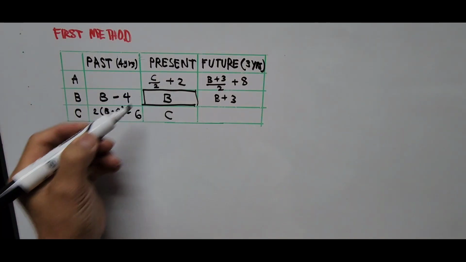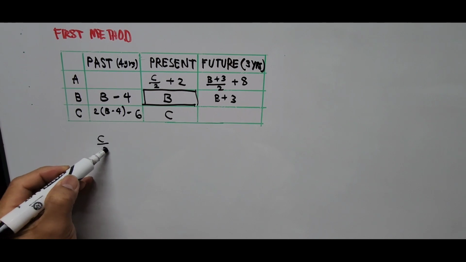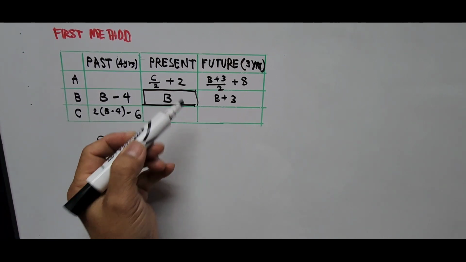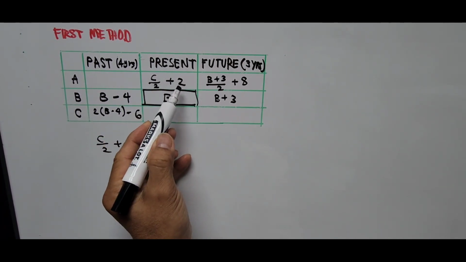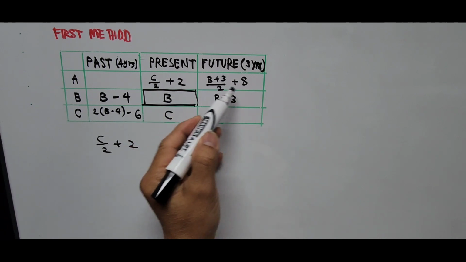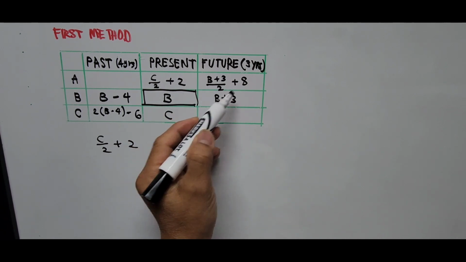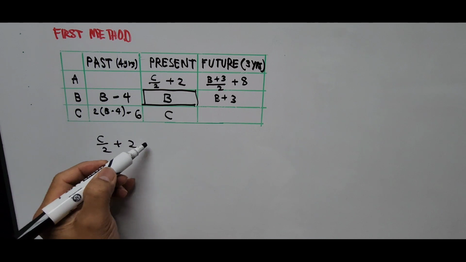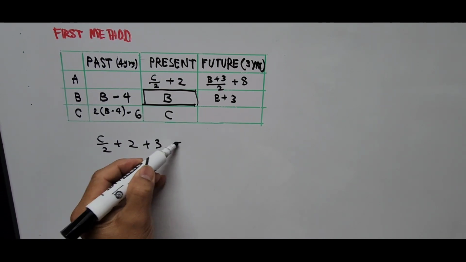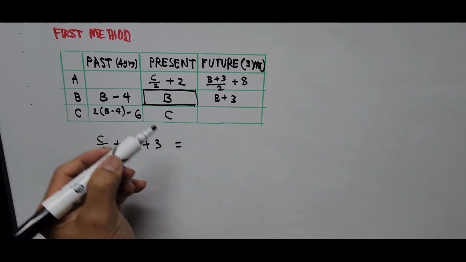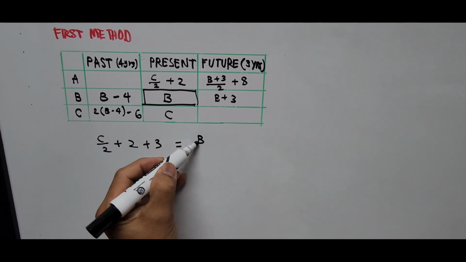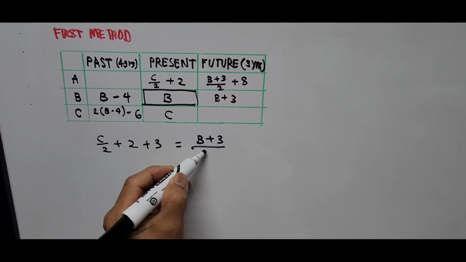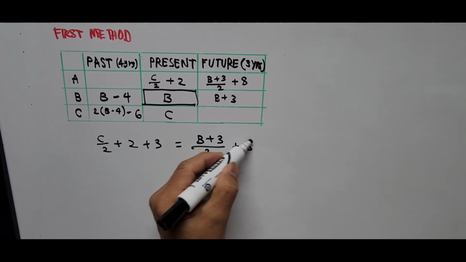So present age is c divided by 2 plus 2. And if we add 3 to this age right here, it will become the value of this future age in 3 years. So we add 3 on this, plus 3, and this is equal to the future value. So that is b plus 3 divided by 2 plus 8.